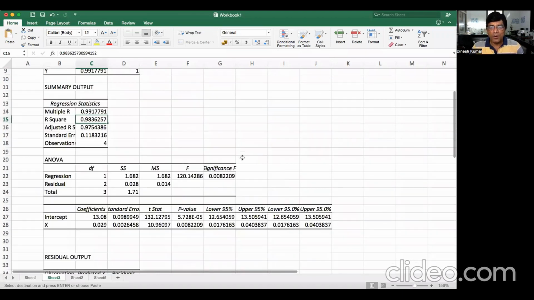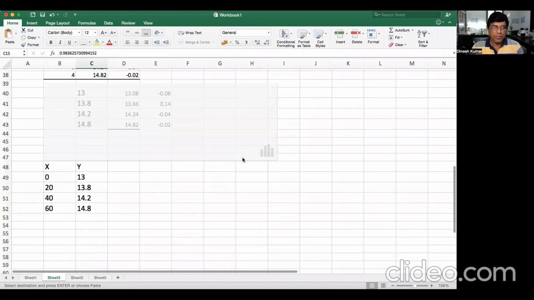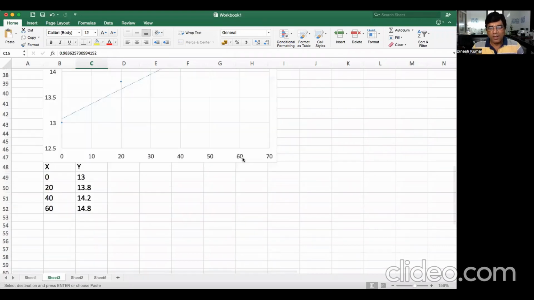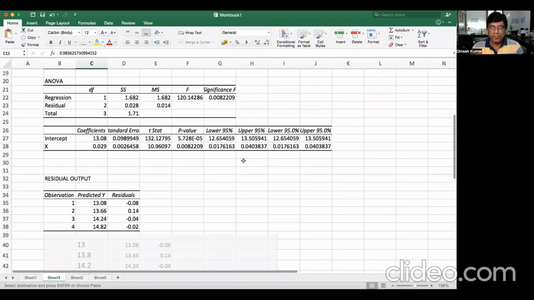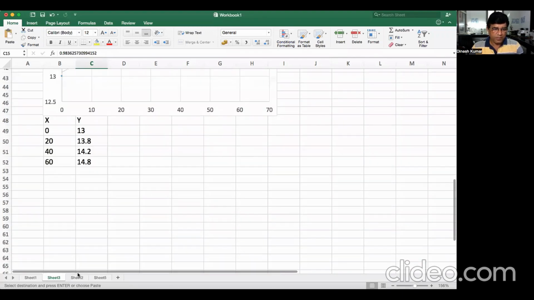So any doubt you want to clear about this correlation, regression analysis? Any point? Is it clear? Okay, next.